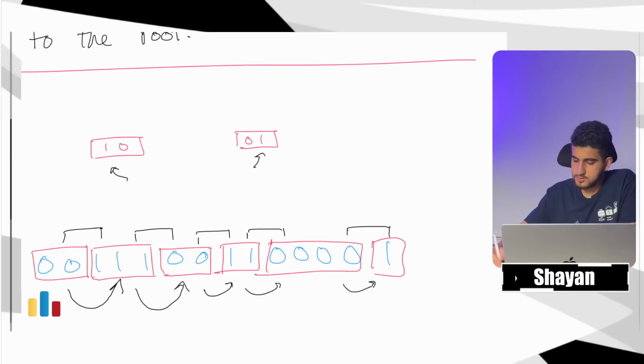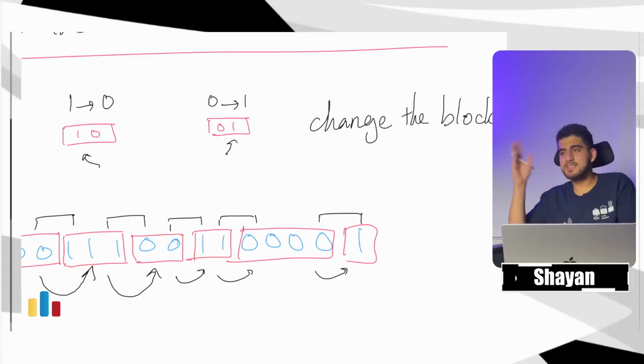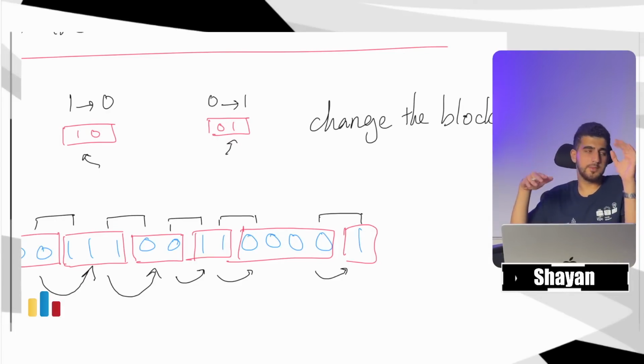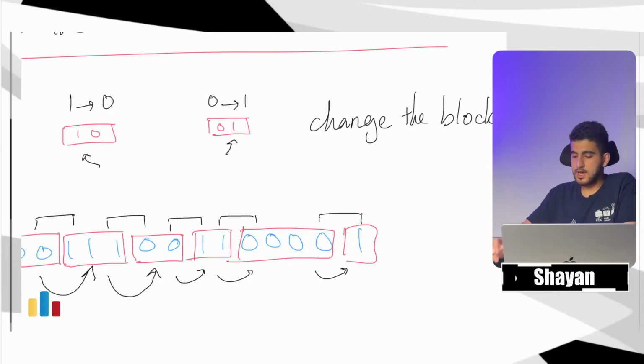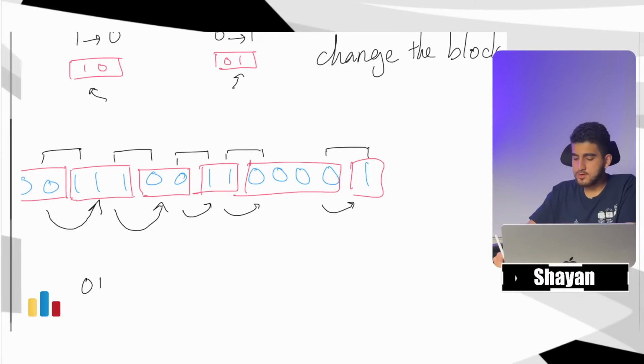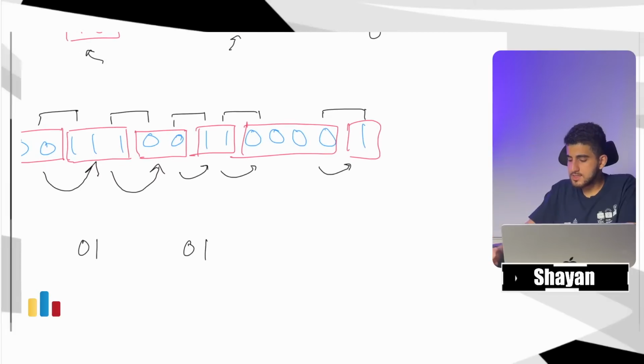So each one of these two happen when we change the block. When we go from a block of zeros to a block of ones, we see 0 1. When we go from a block of 1 to a block of zeros, we see 1 0. And since these two happen alternatively, if you go from a block of zeros to a block of ones, next time you have to go from a block of 1 to a block of 0. I mean, you can never see two 0 1s right after each other. Between two 0 1s, there definitely must be a 1 0.